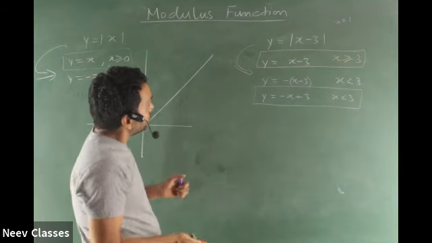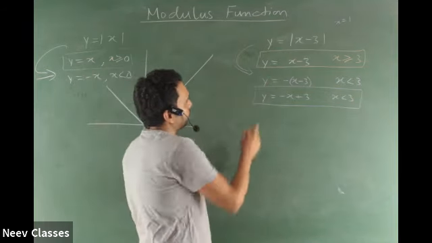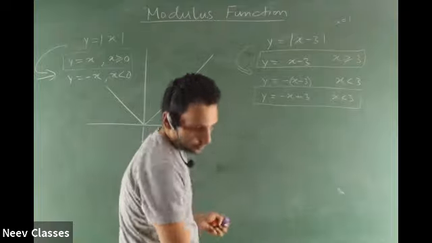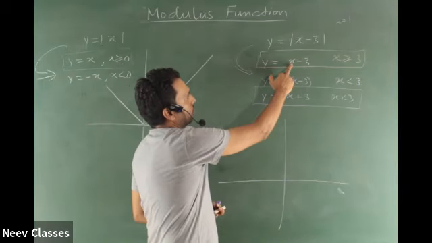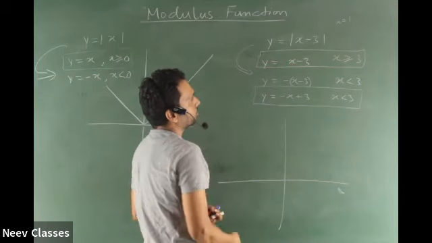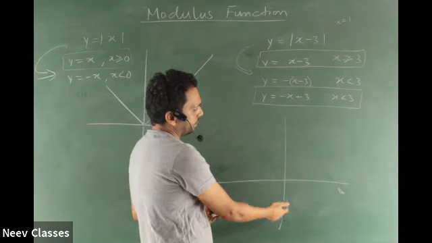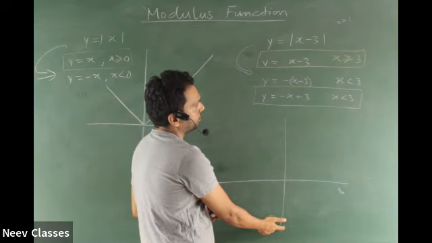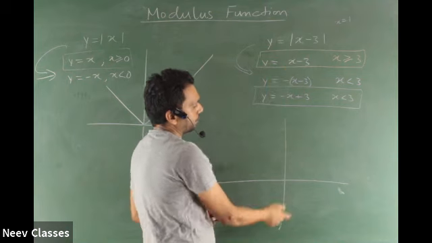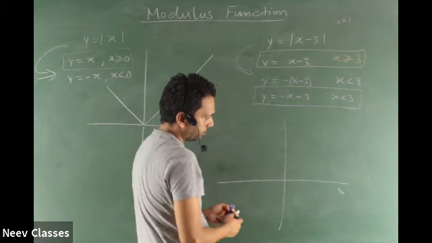So, how to draw the orange graph? Easy. Put x as 0 and you will get what? Y is equal to minus 3, right? Cutting over here somewhere. Put y as 0, you will get what? X is equal to 3, cutting here somewhere, right? Right?